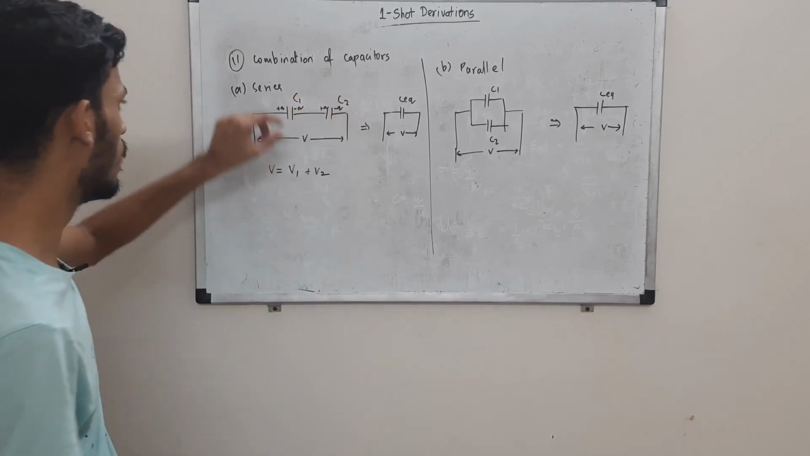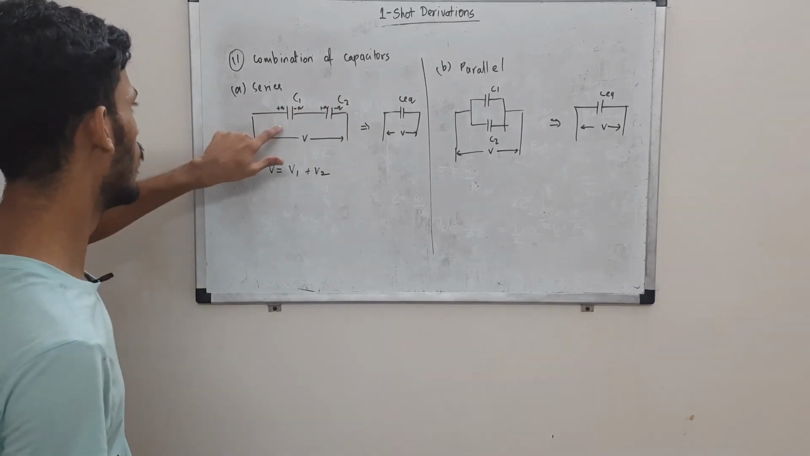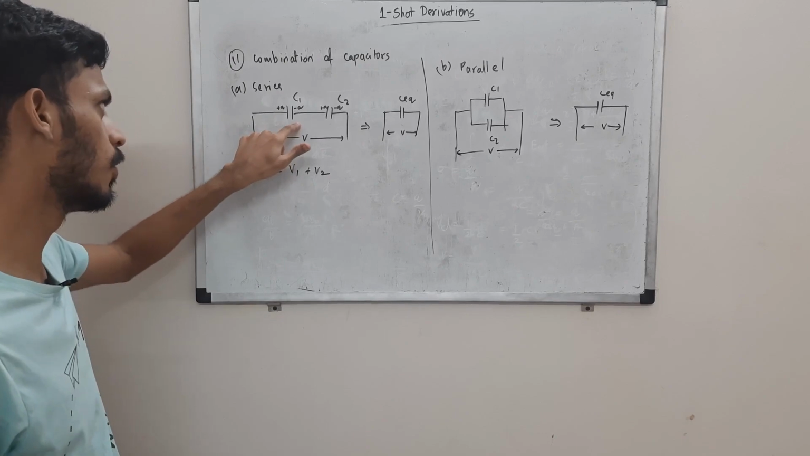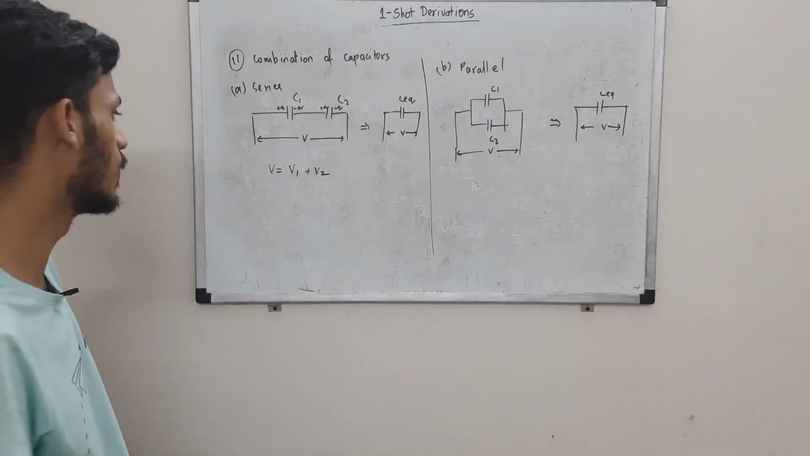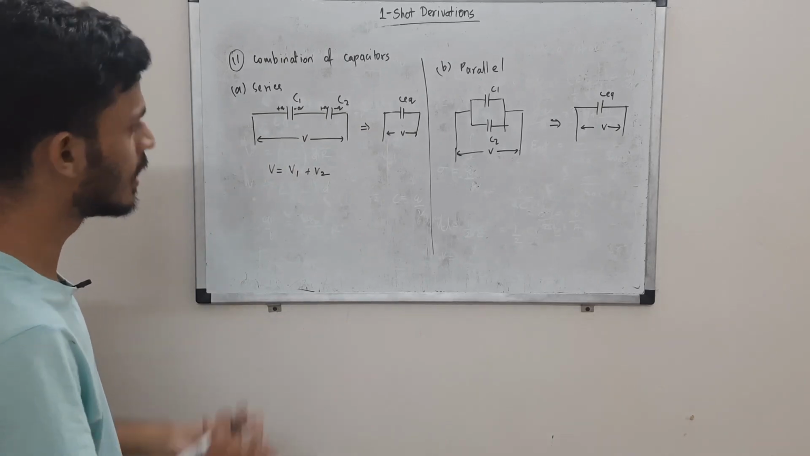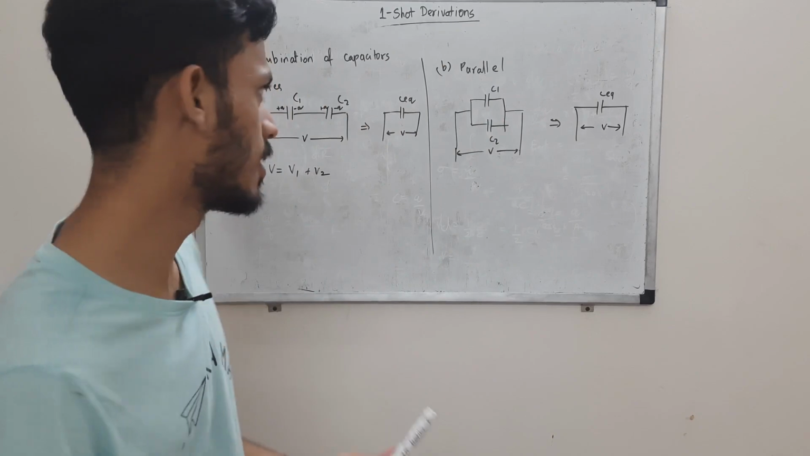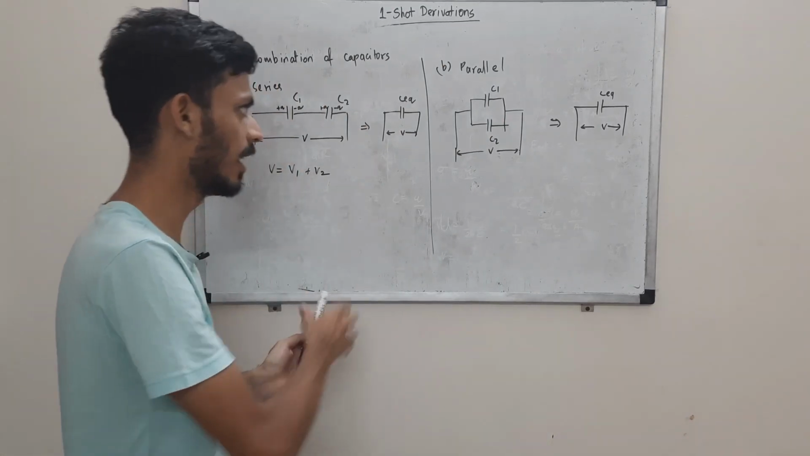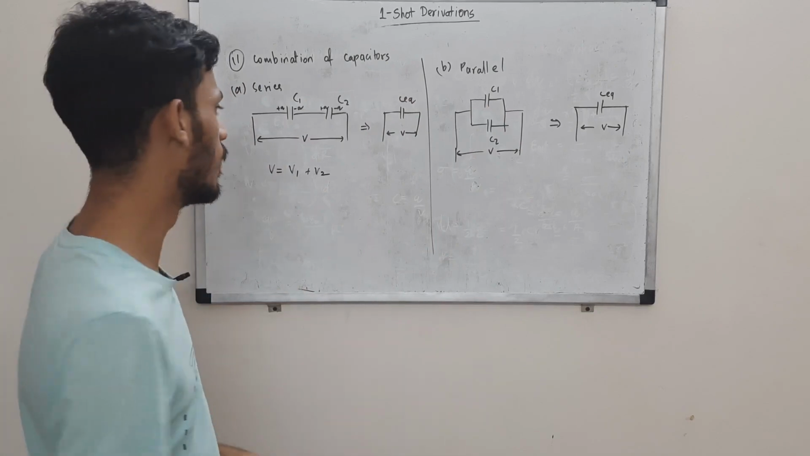So the battery will basically charge the capacitor in the steady state. Here we'll have plus Q, this will induce minus Q over here, this minus Q will bring up plus Q over here, and again minus Q over here. So in series the charges on both the capacitors remain the same, and the voltage gets divided. In parallel, you'll see that the voltage remains the same, but the charges will divide.